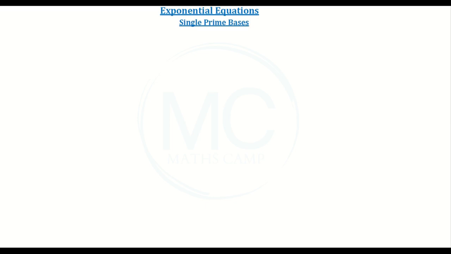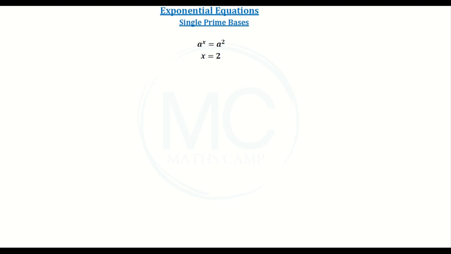Hi, in this video, we're going to look at how we tackle exponential equations with single prime bases. Here we have a to the power of x is equal to a squared, and we need to solve for x. Our bases are both a, so in order to make these terms equal, the exponents have to be equal as well. Here, our exponent is 2, so the only way for a to the power of x to be equal to a squared is if x is equal to 2.